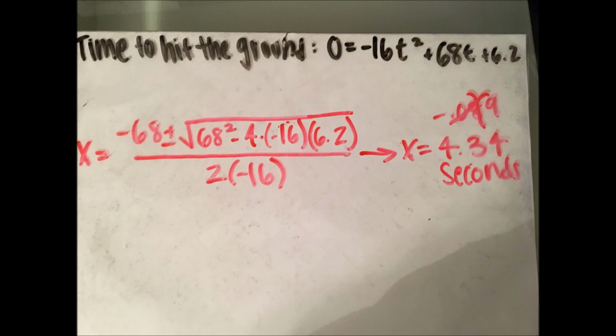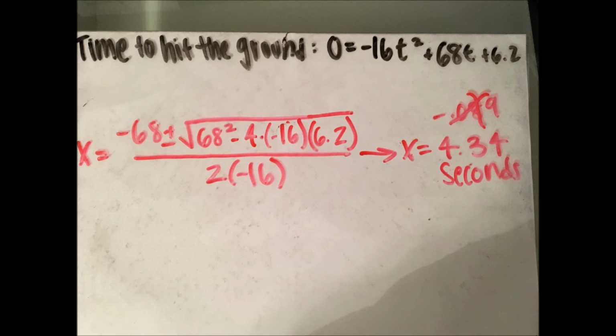The last thing I did to answer this question was find the time it took for the ball to hit the ground. I set the formula equal to 0, because when the ball's at the ground, the height will be 0. The easiest way to solve this is to plug the values into the quadratic formula. So I got -68 plus or minus the square root of 68² - 4 times -16 times 6.2, all divided by 2 times -16.